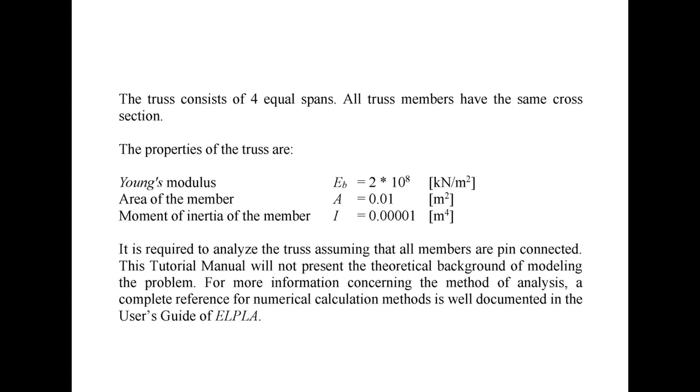The Young's modulus of the truss members is 2π×10⁸ kN per square meter. Area of the member is 0.01 square meter. The moment of inertia of all members is 0.401 meter to the fourth. It's required to analyze the truss assuming that all members are pin connected.